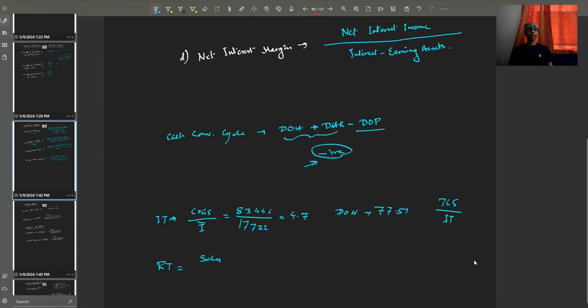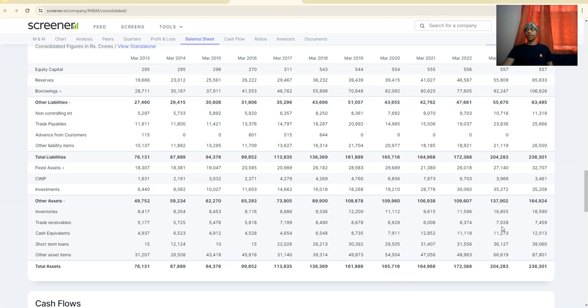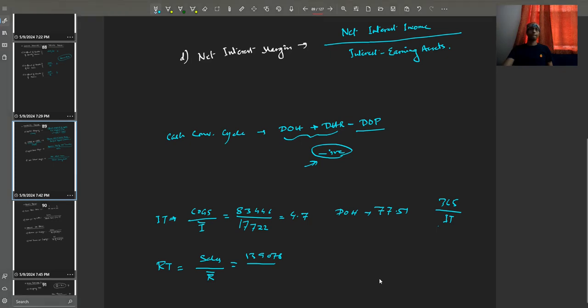Now we will do receivables turnover. This is equal to sales by average receivables, right? So sales is 139,078 and average receivables, let's find out. Trade receivables, 7,200, let's say. So 139,078 divided by 7,200 is equal to 19.31. Therefore, days of receivables in hand is equal to 18.89.